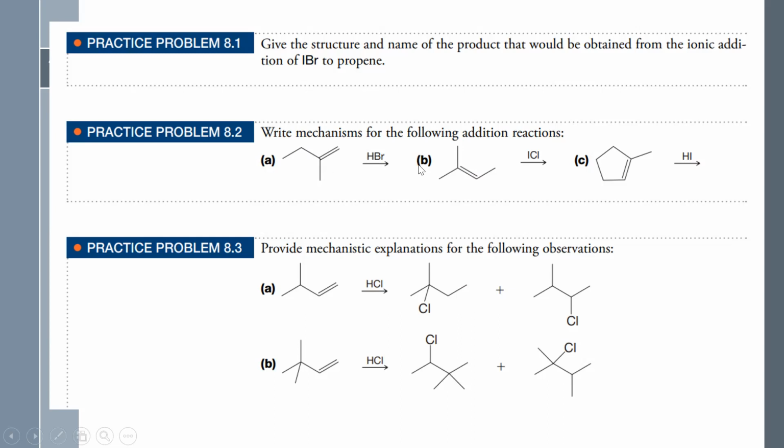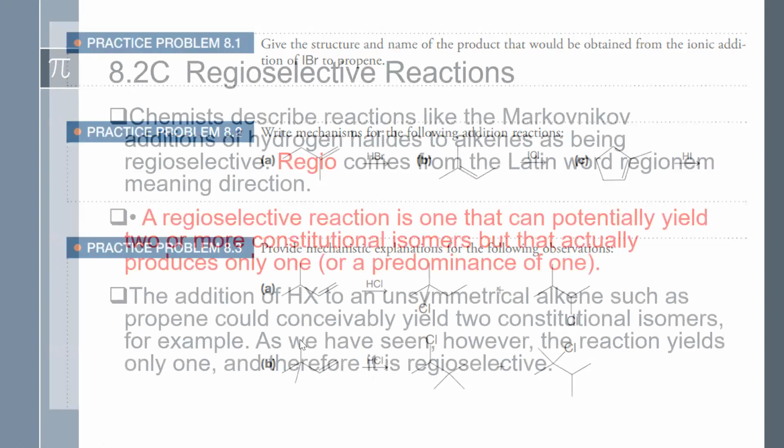You can also practice 8.2, write the mechanism for this, A, B, and C. I will give this problem set to you. Provide the mechanistic explanation for the following. Show me the pathway of how you get this, whether you get this using this one, or this using this. So that will be an assignment.